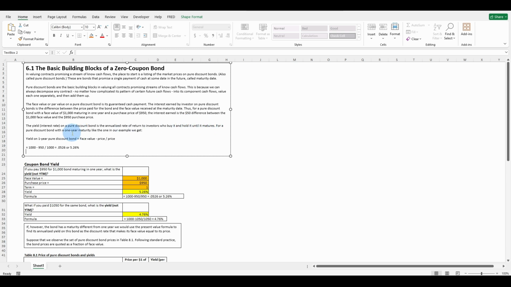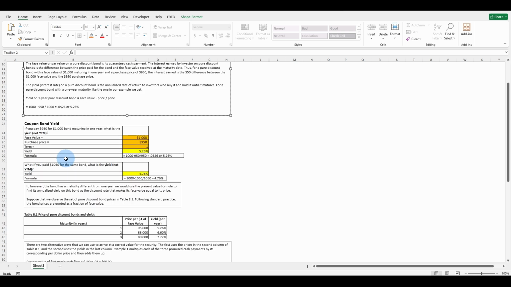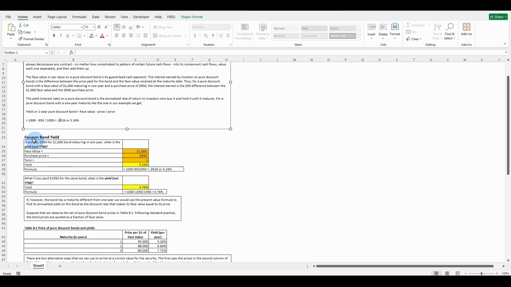For a pure discount bond with a 1 year maturity, like the one in our example, the yield on a 1 year bond equals face value minus price, divided by price. 1,000 minus 950, divided by 950, equals 5.26%. So here's an example. If you pay $950 for a $1,000 bond maturing in 1 year, what is the yield? Not yield to maturity. Face value, 1,000. Purchase price, $950. Term, 1 year. Here it is, using the RATE function in Excel.